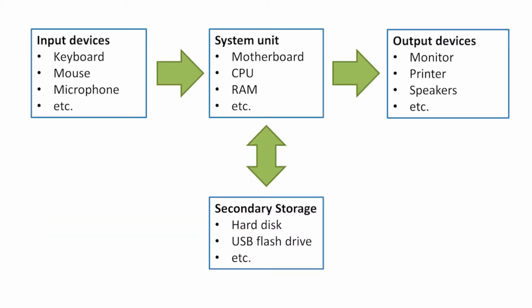Traditionally, the input-process-output of a typical personal computer involves a lot of components: keyboards, mouse, and microphones for input devices, motherboard, CPU, RAM for system units, and monitor, printer, and speakers for output devices. Furthermore, for the system to work, they often require secondary storage, such as hard disk, USB flash drive, etc.